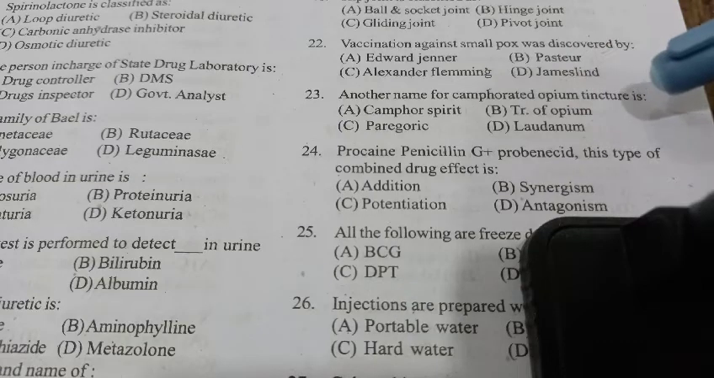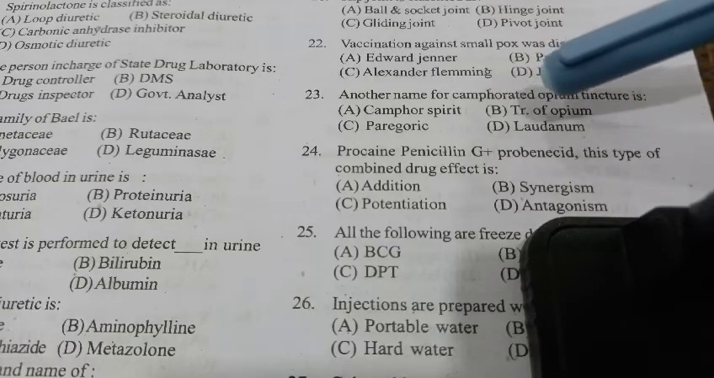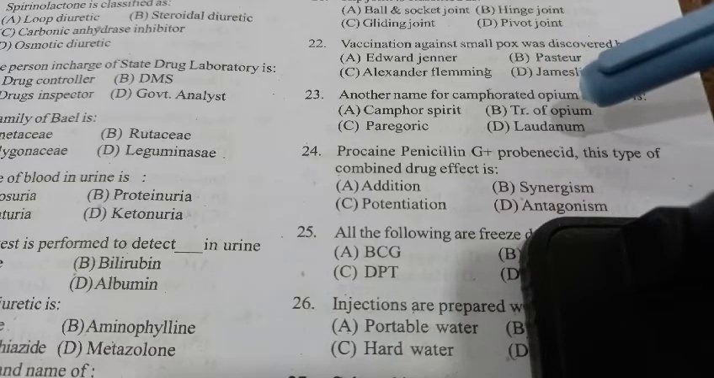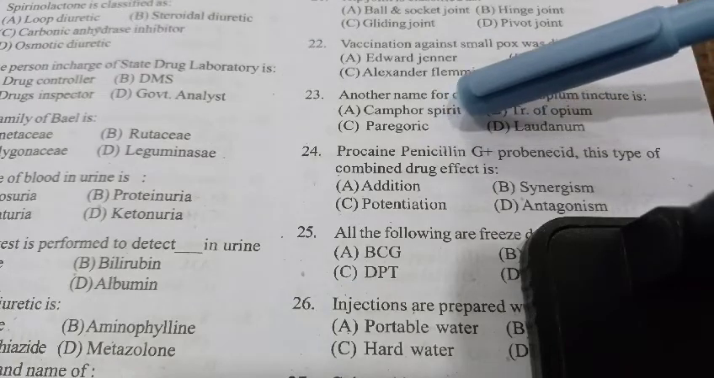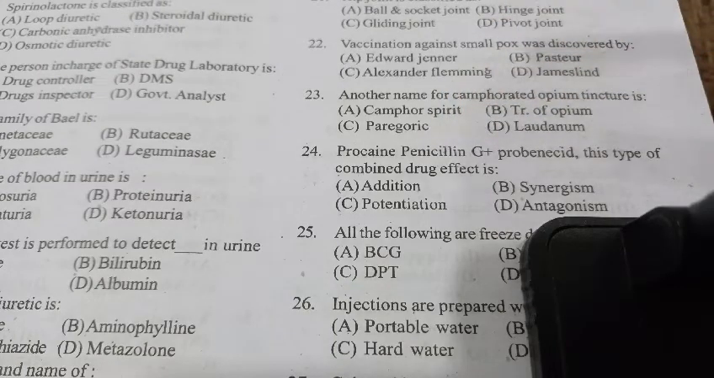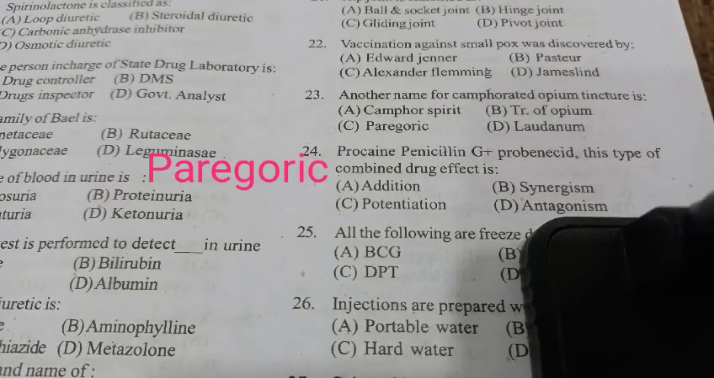Another name for camphorated opium tincture is camphor spirit, tincture of opium, paregoric, laudanum. And the answer is option C, paregoric. It is a traditional patent medicine which has antidiarrheal, antitussive, and analgesic properties.